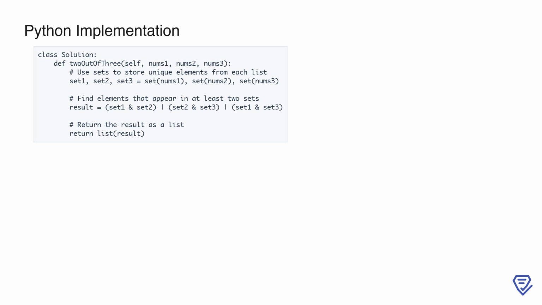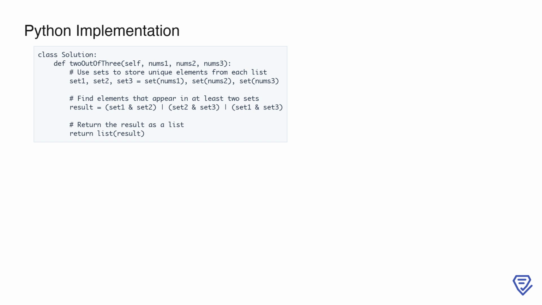Next, the code computes elements common to at least two sets. This is achieved by taking the intersection of each pair of sets, set1 and set2, set2 and set3, set1 and set3, and combining the results using the union operator. The union ensures no duplicates appear in the final result. Finally, the combined set of all valid elements is converted back to a list, which is returned as the output. This ensures the result meets the problem's requirement of returning a list of integers.